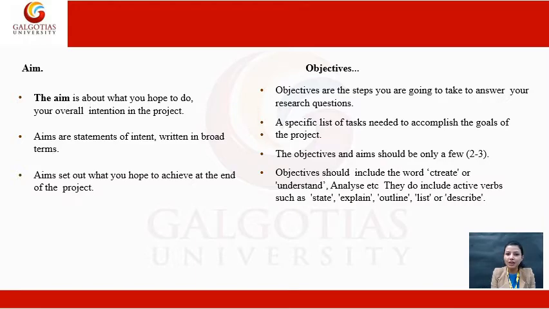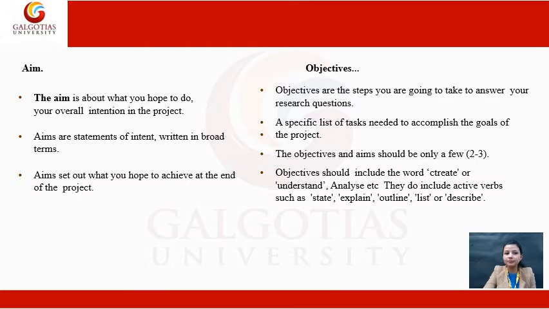A specific list of tasks needed to accomplish the goals of the project, and objectives should include action words like create, understand, analyze, state, explain, outline, list, describe, and all, which help you fulfill your aim. And one thing is that in 3 or 4 objectives, you have to show which objective is achieved when. When you write a report, you have to justify the achievement of objectives.